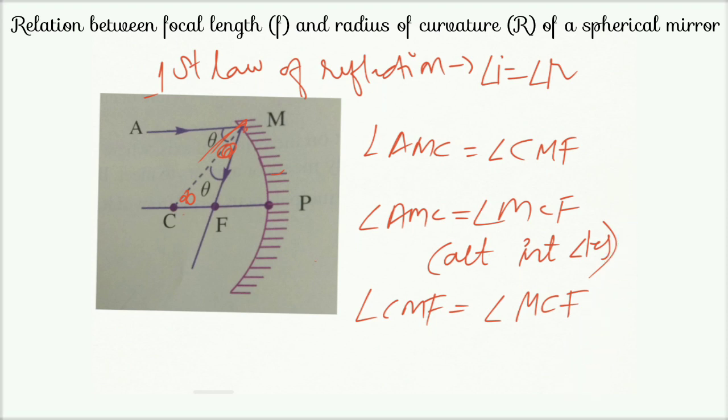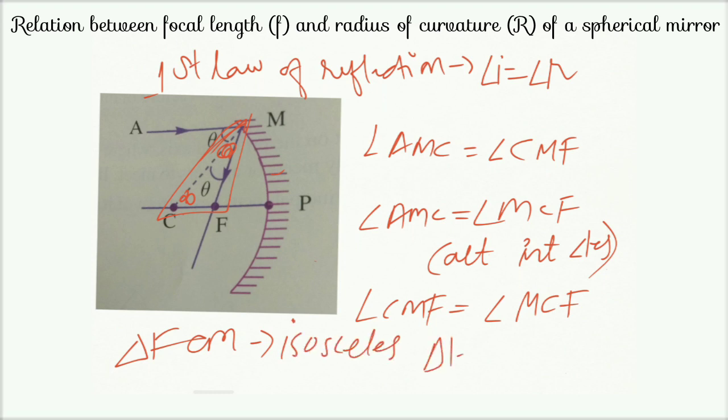That means if any two angles of a triangle are equal, it means that the triangle will be an isosceles triangle. So triangle FCM will be an isosceles triangle. Okay, it is an isosceles triangle. So you note until here. Okay, until here you just note it.